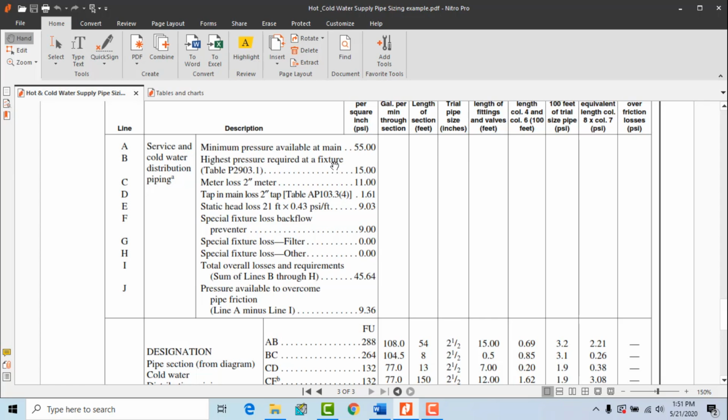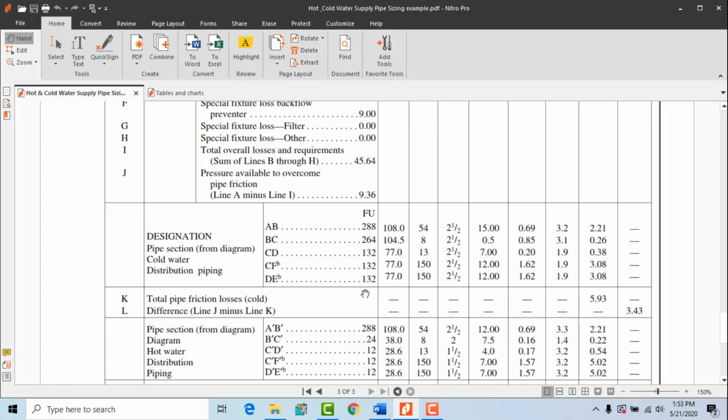As you know, the minimum pressure at the street main from the local water authorities is 55 psi. So now we need to subtract from this total pressure available at the street main the pressure losses through the water meter, taps in the main, and static head loss. We need to subtract all these losses. So this is the pressure available to overcome pipe friction, that is line A minus J. A is 55 and J is 45.64. So after subtracting, you will get 9.36 psi. So 9.36 psi is the pressure available to overcome the pipe friction.